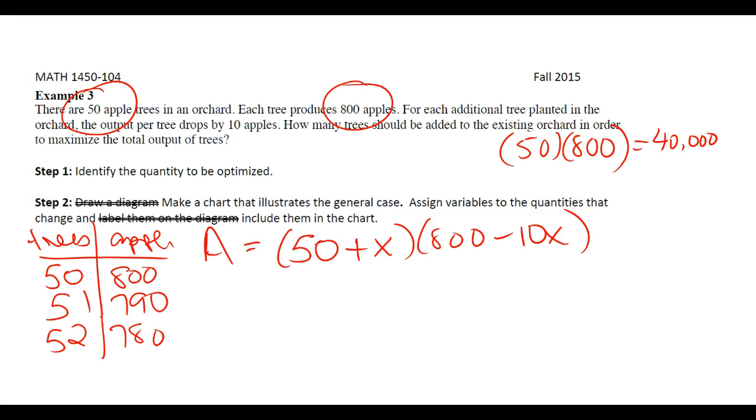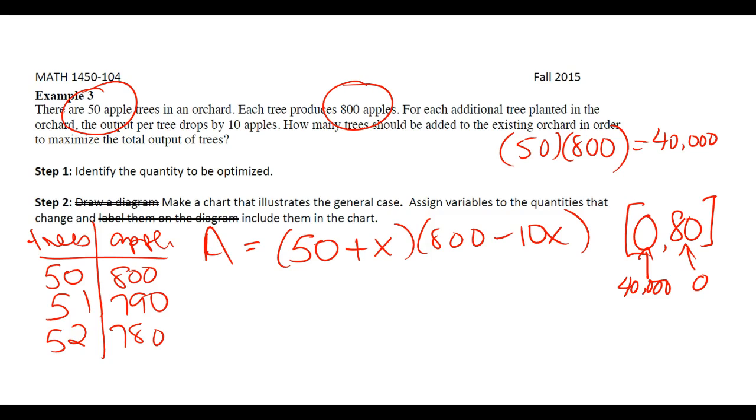Now I could call this a closed interval. I could add 0 trees, or the maximum number of trees I could add, which would give me a 0 output, that's, what did I say, 80 trees. At 0 trees added, I have this 40,000 output. At 80 trees added, I have 0 output. All right. Assigned variables, we have this equation.